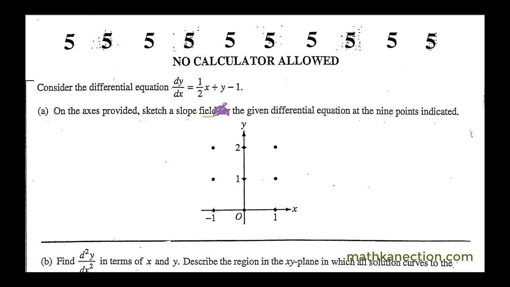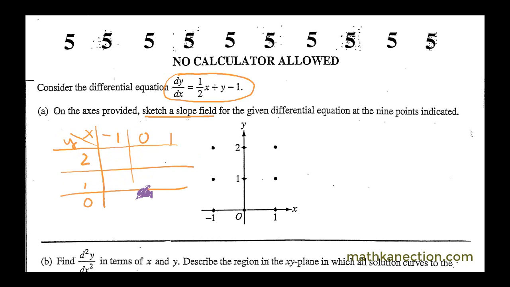In part A, we're asked to sketch a slope field for the given differential equation at the 9 points indicated. So we'll use the values of the 9 points indicated. The x values given are -1, 0, and 1, and then the y values are 2, 1, and 0. Replacing these values into our differential equation, we get the values 1/2, 1, and 3/2, -1/2, 0, and 1/2, -3/2, -1, and -1/2.